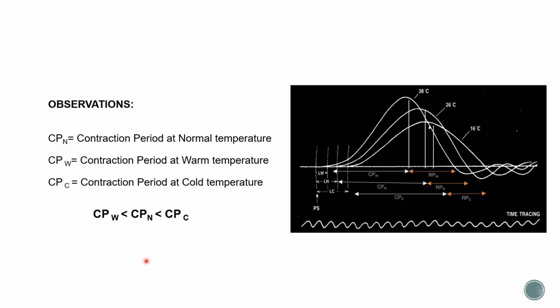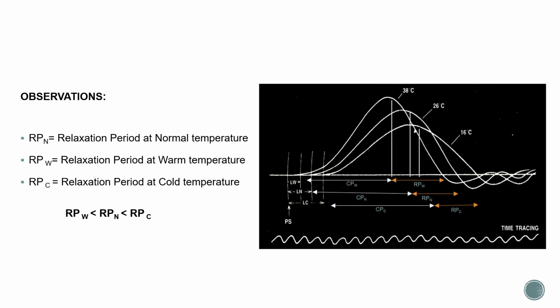Then we also observed that the contraction period for the warm curve is the shortest, as evident here, and the cold curve's contraction period is the longest, as we see in this case. We can see here the contraction period is the longest in the cold curve. Coming to the relaxation period, it is exactly the same as how we did for the contraction period. The relaxation period for warm is shorter as compared to the normal one, and we have the longest relaxation period for the curve which we have obtained at the cold temperature.